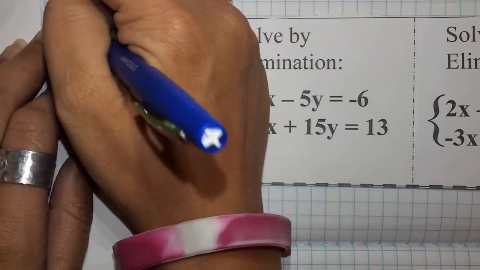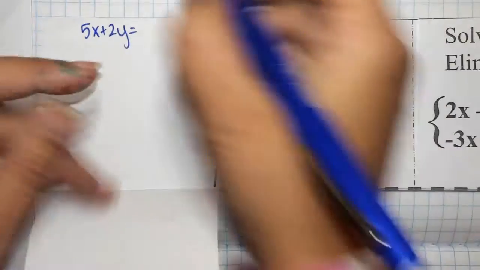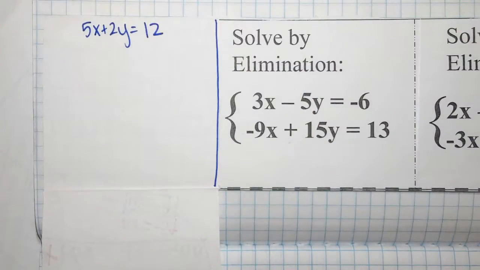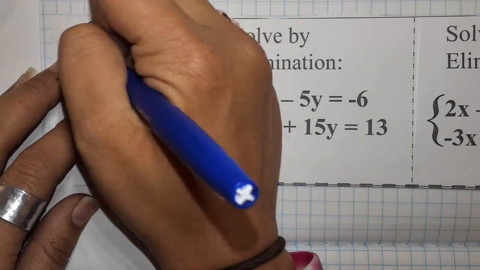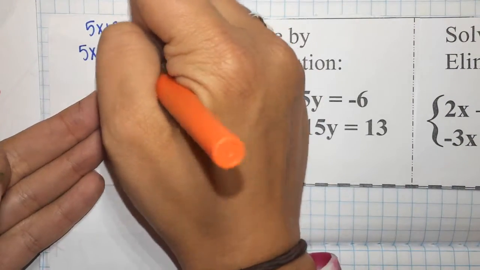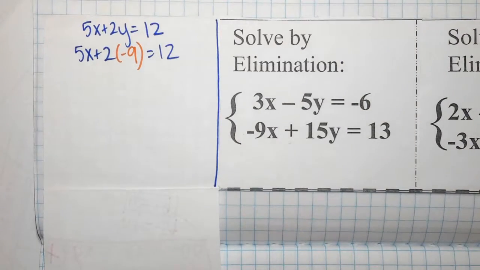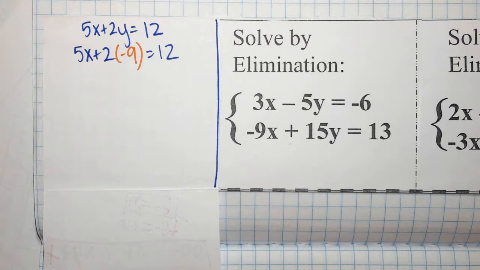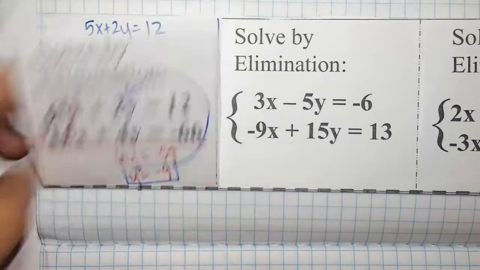5x plus 2y equals 12. What does y equal? Negative 9. So, we're going to plug in negative 9 for y. Does everybody see what we did? Where did we get that negative 9 from? From the front, right? That's what we found y equal to.